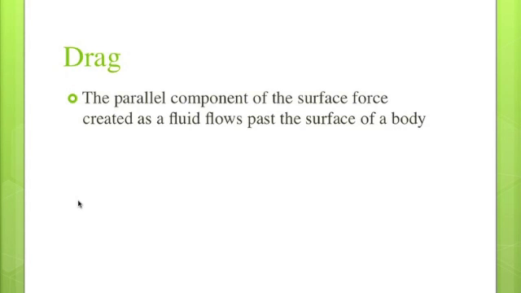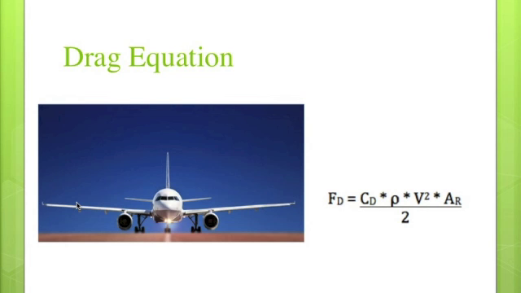Drag is defined as the parallel component of the surface force as fluid moves across the surface of an airfoil. The drag equation looks eerily similar to the lift equation. It has some of the same terms in rho and v, and c, the coefficient of drag, is a term that can be determined experimentally. But another difference is the A term. A is no longer the top-down cross-sectional area. It is now the frontal cross-sectional area, like in this picture.